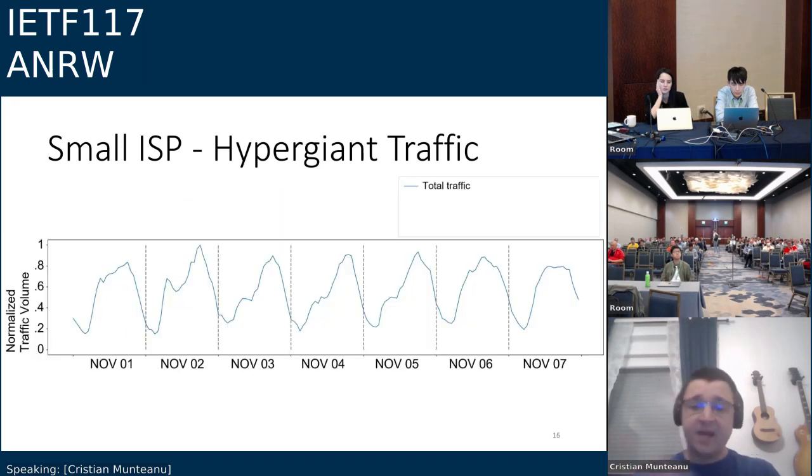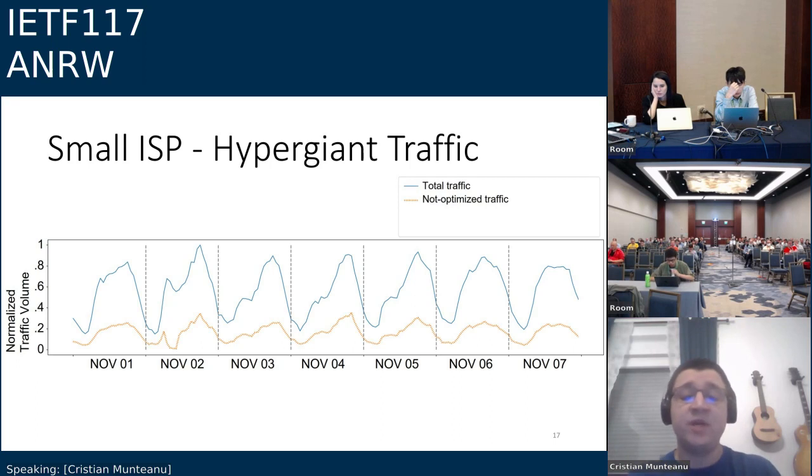And now we look at the entire week, to see what's happening over the entire week with the traffic coming from the hypergiant. From the total traffic coming from this hypergiant, we see a typical diurnal pattern. It's very typical for a residential ISP, with high peaks in the evening. And when we look at the non-optimized traffic, we see that it follows the same pattern. But what's most important for us is that the non-optimized traffic is very high during the peak times, right? So it's almost 30% here.